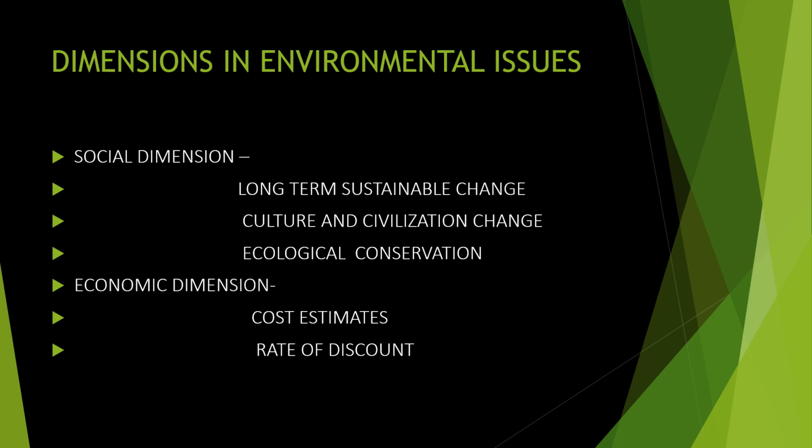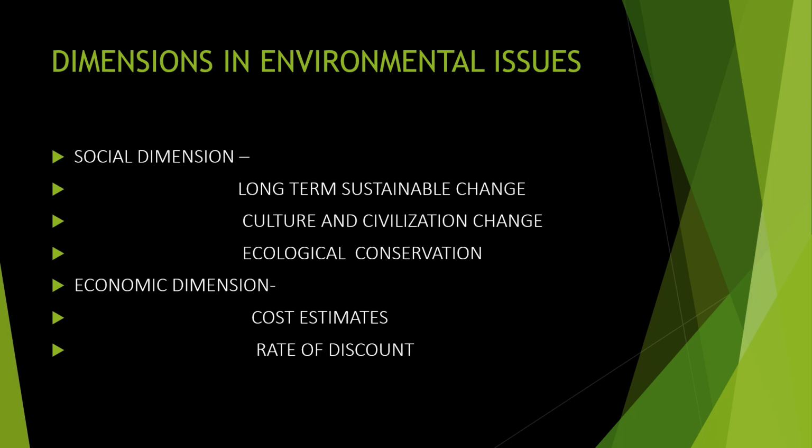Next is the dimensions in environmental issues. When environmental issues come, what all areas are affected? First one is the social dimension. Long-term sustainable changes are needed. A social dimension means we cannot stop it by one person. It should be group work. A society has to decide. So long-term sustainable changes, strongly based changes, have to be brought out. Then culture and civilizational change has to be brought out. Next is ecological conversion, that is conservation, we have to conserve our ecology.